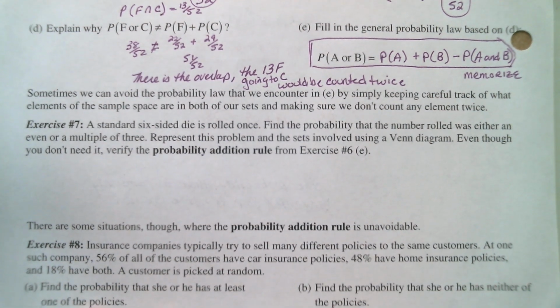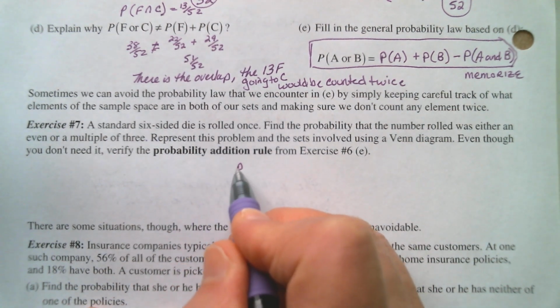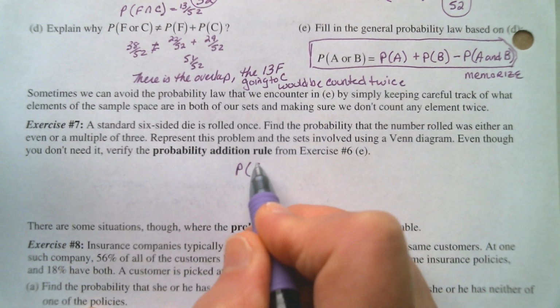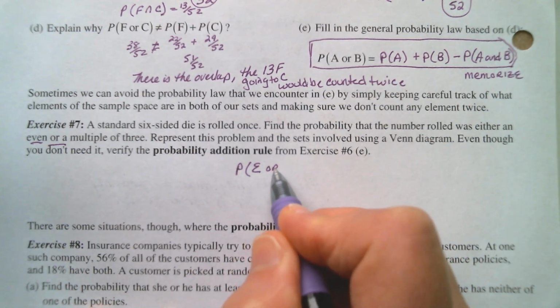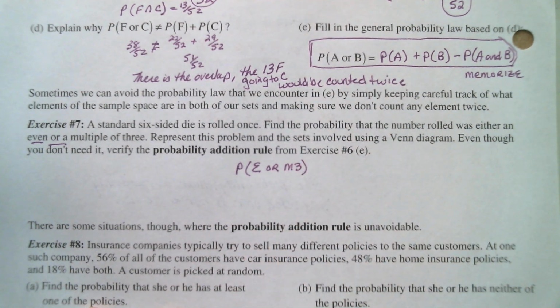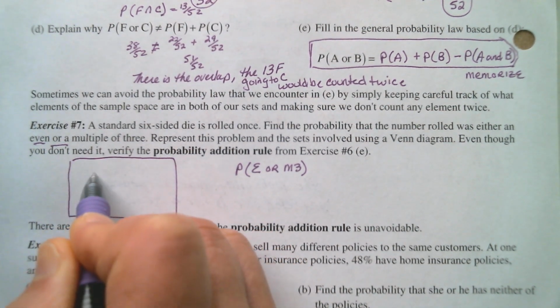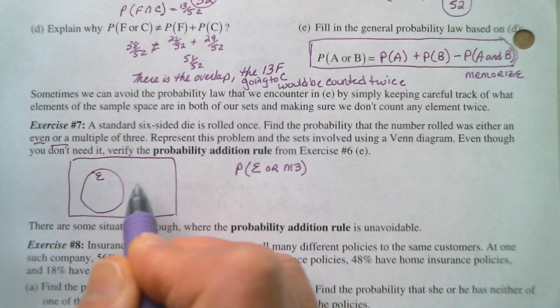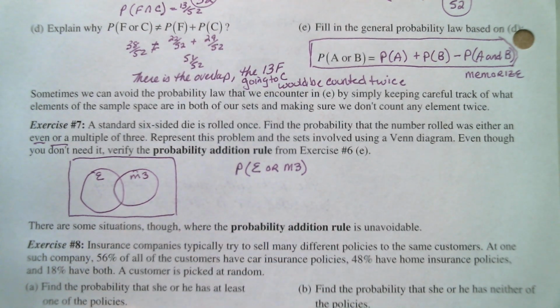Okay, so if I'm using a Venn diagram, first let me write down the probability. We're looking for the probability that the number rolled was, I'm going to say E for even, or a multiple of 3, or I'm going to say M3 for multiple of 3. So if we're using a Venn diagram, this is even, multiple of 3. Six-sided die, the outcomes are 1, 2, 3, 4, 5, or 6.